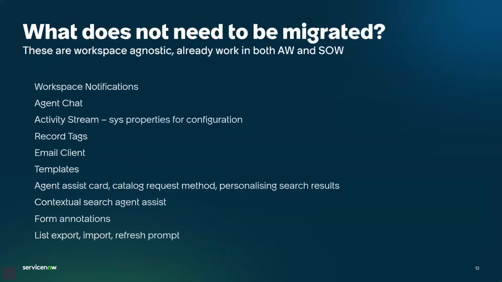And now, what doesn't need to be migrated? So these are workspace agnostic, which means that they already work in both Agent Workspace and Service Operation Workspace. Here we have workspace notifications, agent chat, activity stream, record tags, email client, templates, agent assist card, contextual server, agent assist, form annotations, leaks, export, import, refresh prompt.